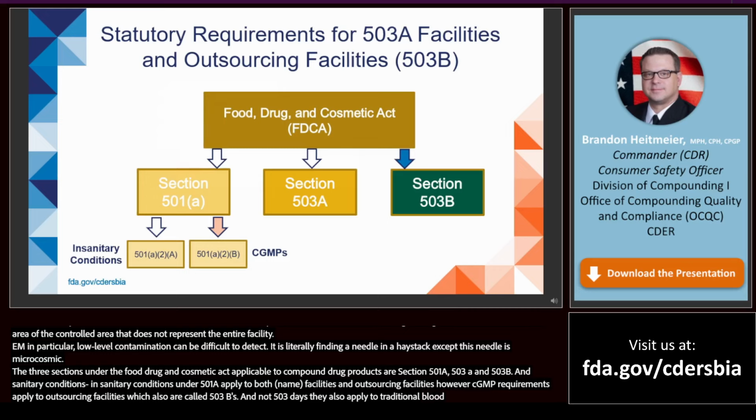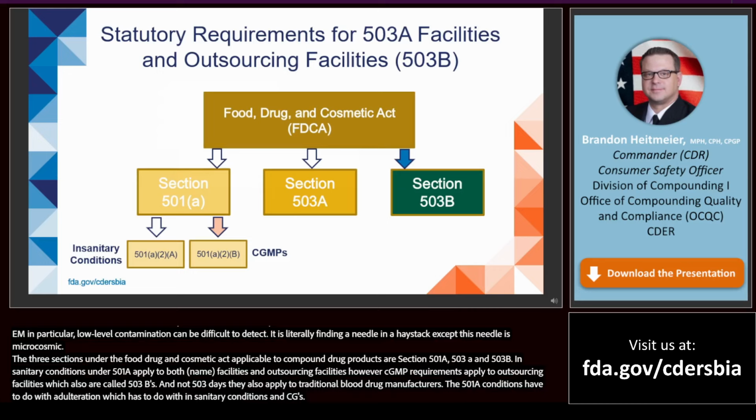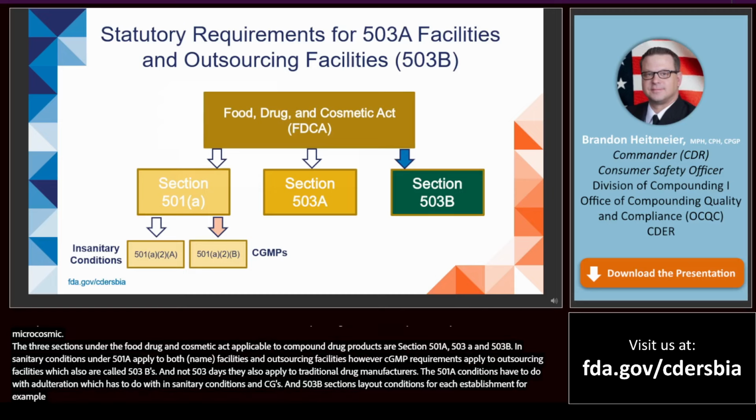The 501(a) section of the Act has to do with adulteration, which includes unsanitary conditions and CGMPs. Whereas 503A and 503B sections lay out statutory definitions and conditions for each establishment. For example, the requirement for the supervision of a licensed pharmacist in an outsourcing facility is found in Section 503B.